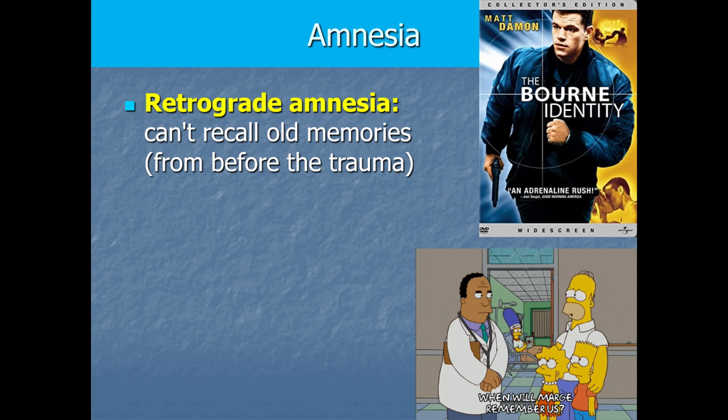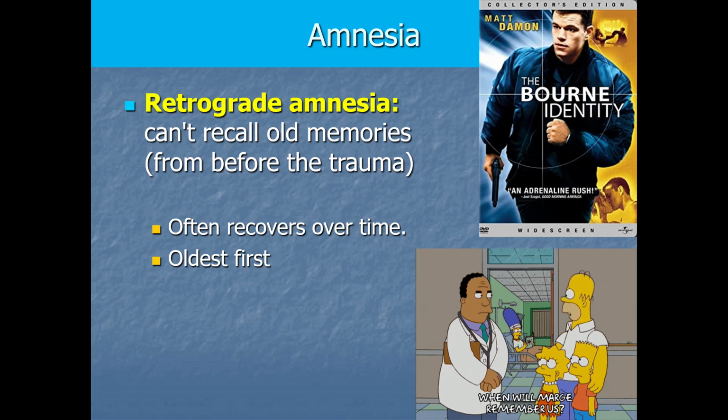They can remember everything that's happened since the brain trauma, but old information is out of reach. That's where the term retrograde comes from. Retro means old, right? So this is amnesia for old information. Thankfully, this type of amnesia often recovers over time, and usually oldest memories come back first and more recent memories come back last, though of course the events a little prior to the trauma may never have been consolidated at all in the first place, so those may never come back.